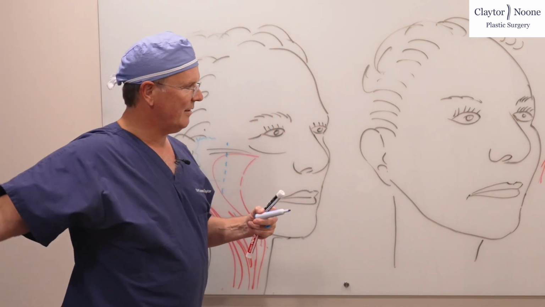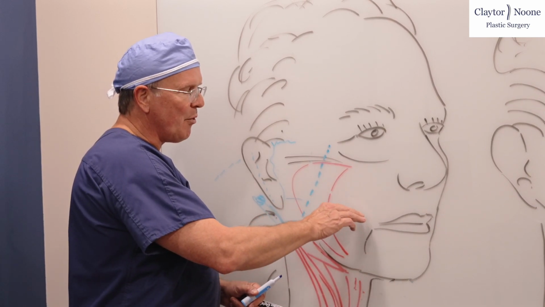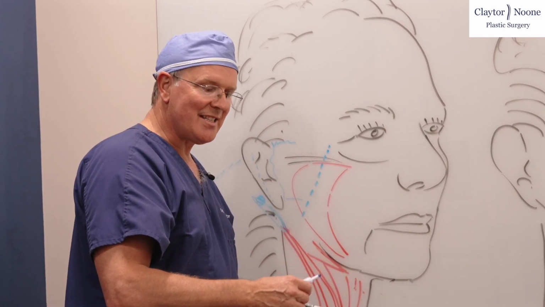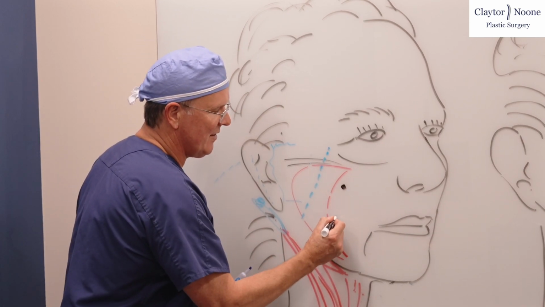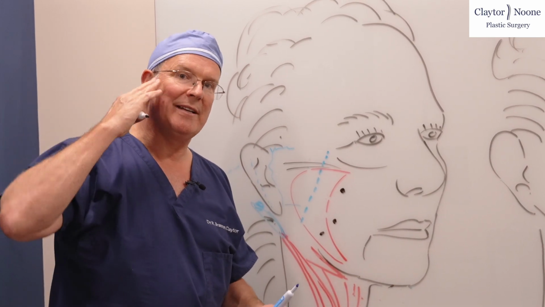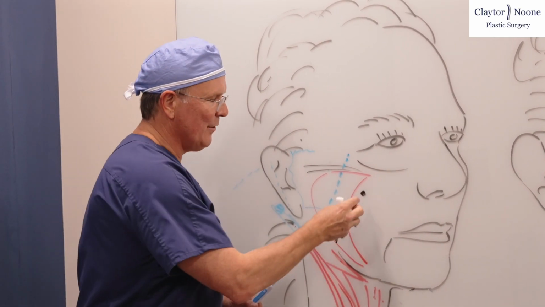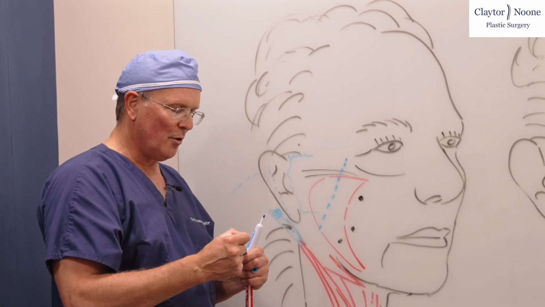I need another board. And going down deep to this, you can dissect into these different compartments and release the retaining ligaments. And so there are these retaining ligaments all across here. And if you were to take your face and try and move it, at a certain point it stops. And those are the retaining ligaments that are keeping that tissue from being mobilized.